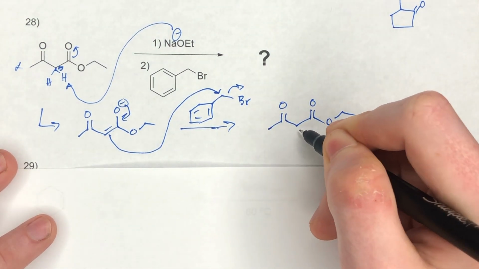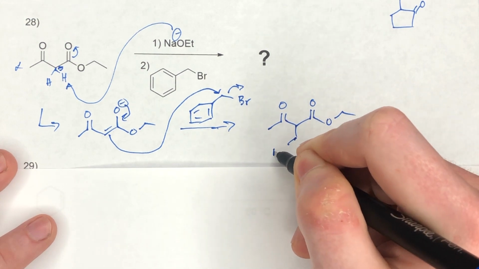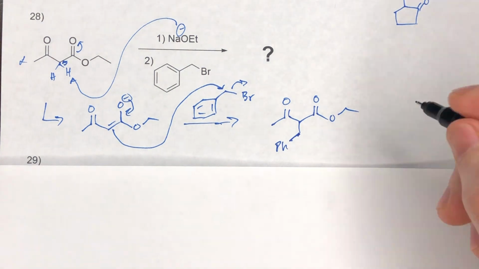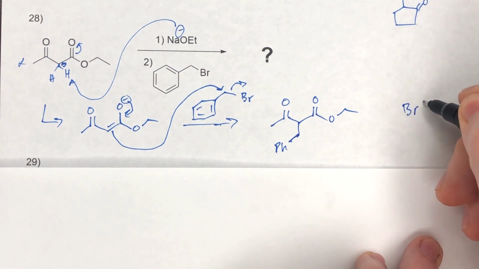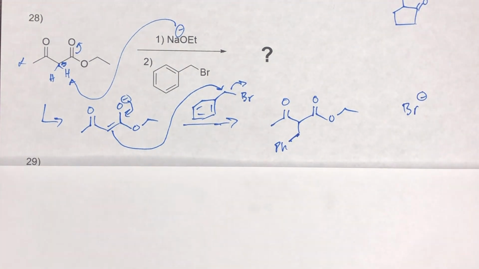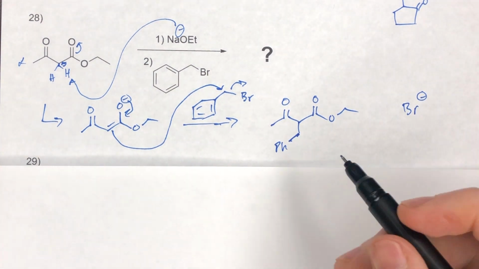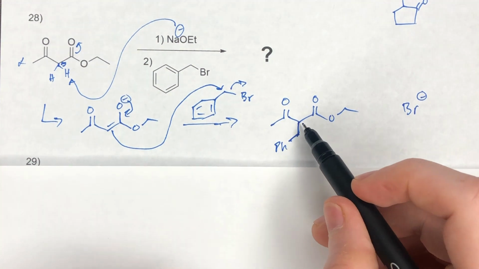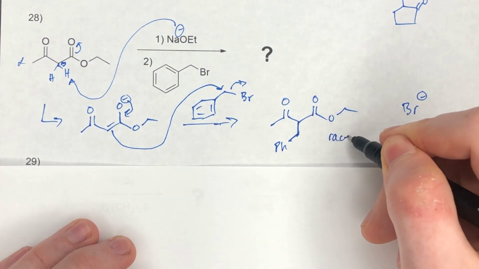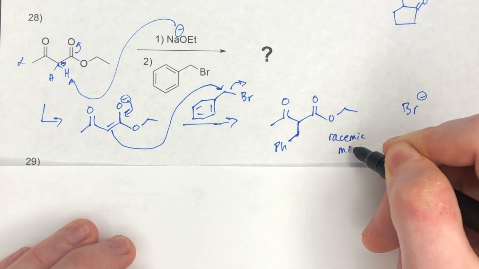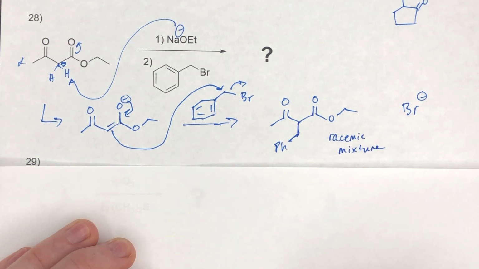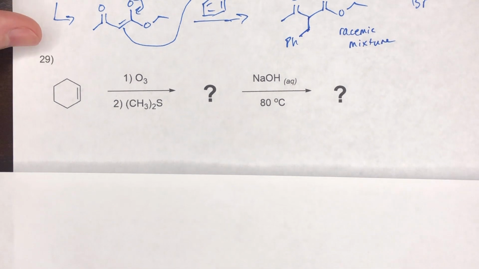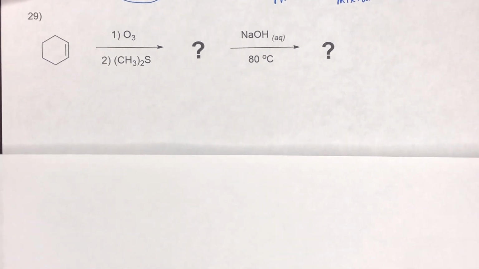This creates this structure here. I'll call this phenyl instead of drawing the whole benzene. And this is our final product. Of course, we produce Br minus as our leaving group there, but that's not critical. The real focus is this structure here. And again, this is a chiral position, so this would be racemic. You should always consider your stereochemistry when relevant. All right, so that was 28. Now we'll move on to 29.